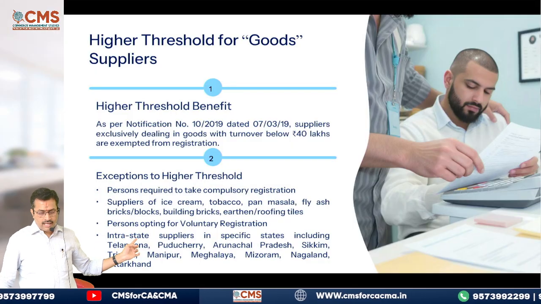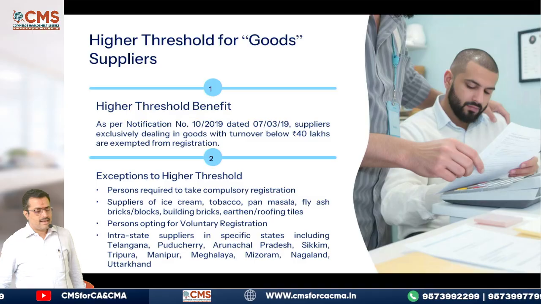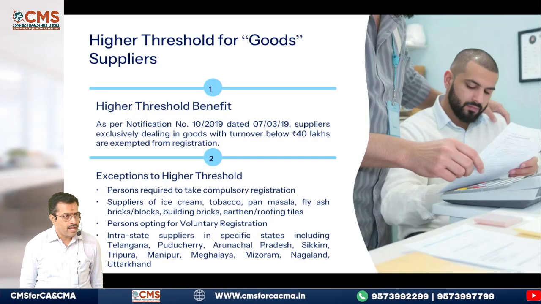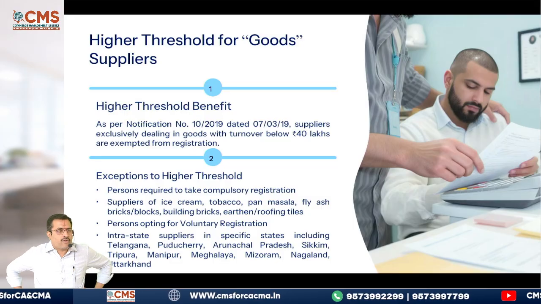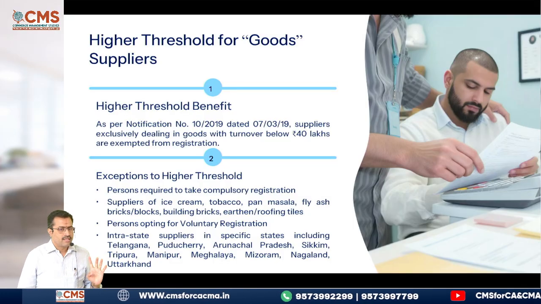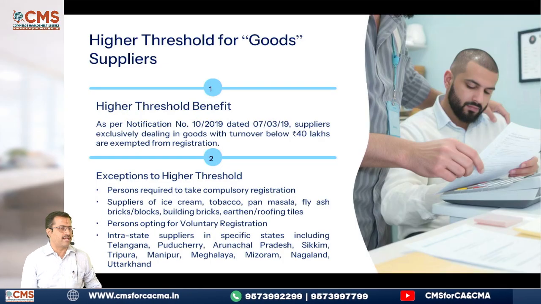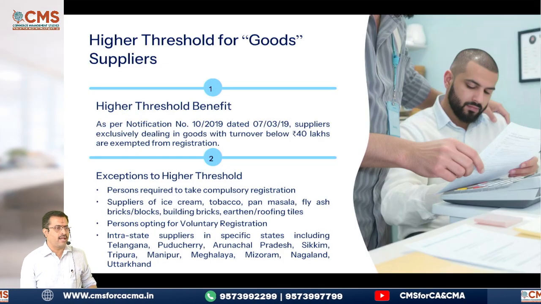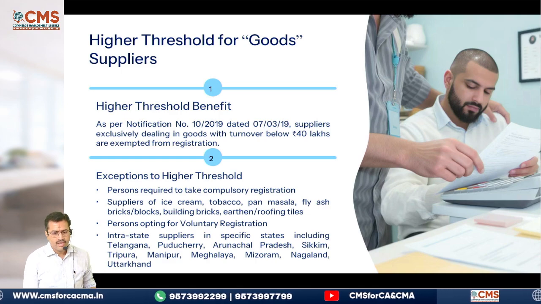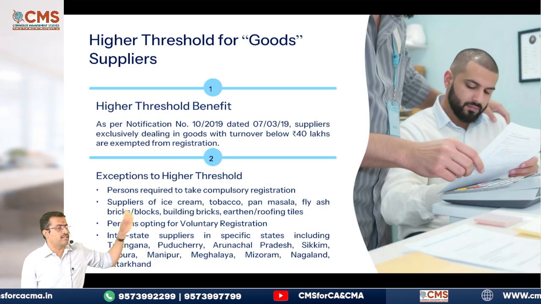But I'll show you the summary of all these notifications. Don't worry. Now, exceptions to higher threshold. That is, who all cannot avail the higher threshold. Number 1, persons required to take compulsory registration can't go for this one. Second, suppliers of ice cream. These all were there yesterday also in composition scheme. Ice cream, tobacco, pan masala, edible, bricks, roofing tiles, etc. Those people. Similarly, persons opting for voluntary registration also can't go for this 40 lakhs.